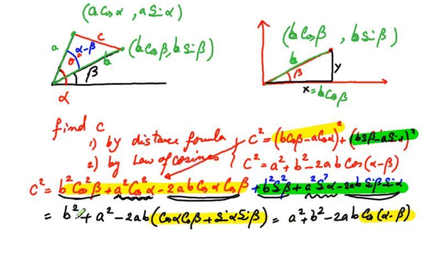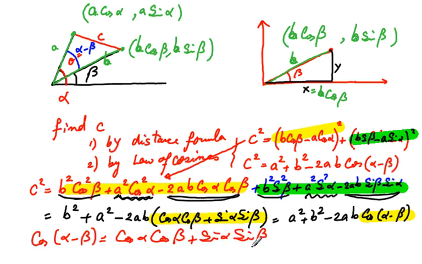A squared is a squared. B squared, I got a b squared. Multiple minus 2ab, I got multiple minus 2ab. So these two things have to be the same, and that is our holy grail here. We got this. We got cosine of alpha minus beta is really cosine of alpha, cosine of beta, plus sine of alpha, sine of beta. Okay?